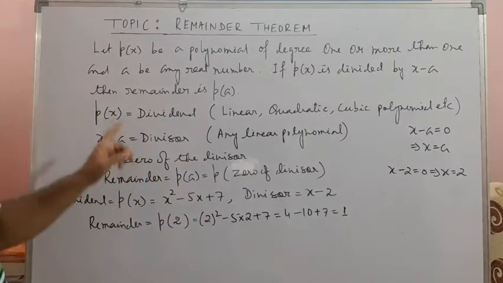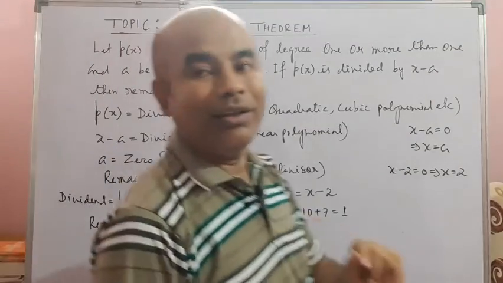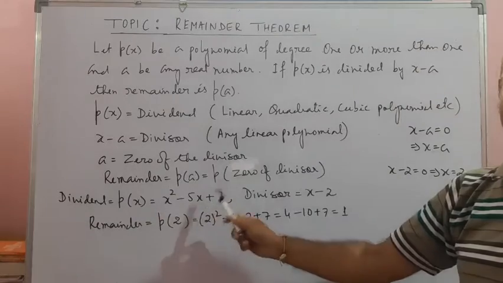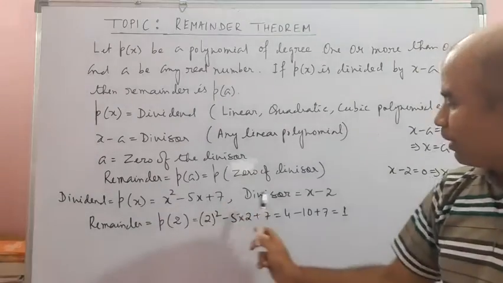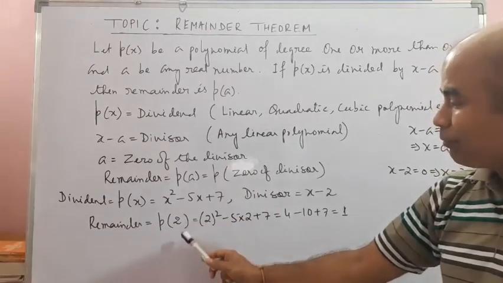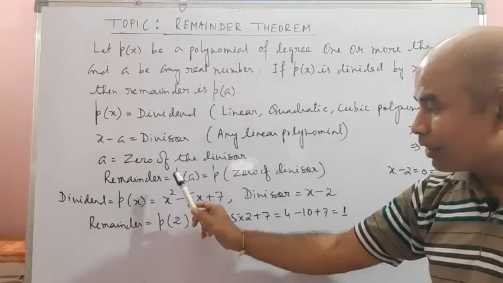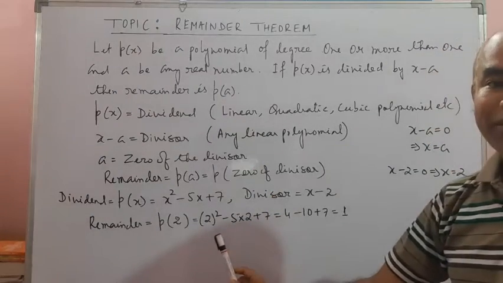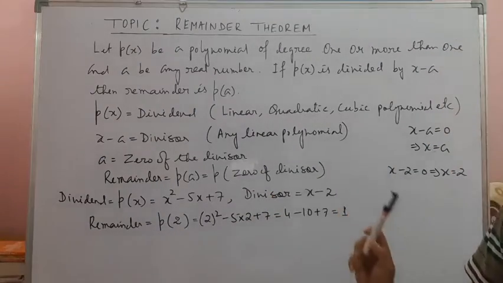So simply, the remainder theorem is that. Here we are going to divide a polynomial of degree 1 or more than 1 by a polynomial which is always linear. Then in that case, what will be the remainder? In the dividend, in place of the variable you have to write the zero of the divisor. That will be the remainder.